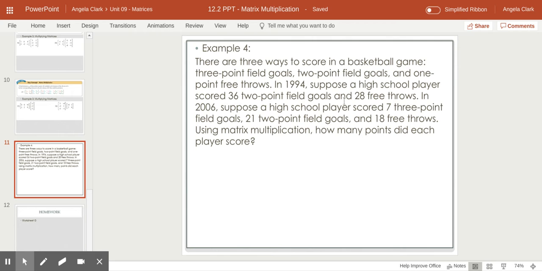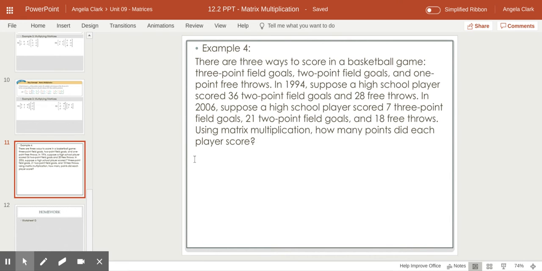In 1994, suppose a high school player scored 36 2-point shots, 28 free throws. In 2006, suppose a high school player scored 7 3-point shots, 21 2-point shots, and 18 free throws. I'm just going to stumble over that every time. Use matrix multiplication to figure out how many points each player scored.